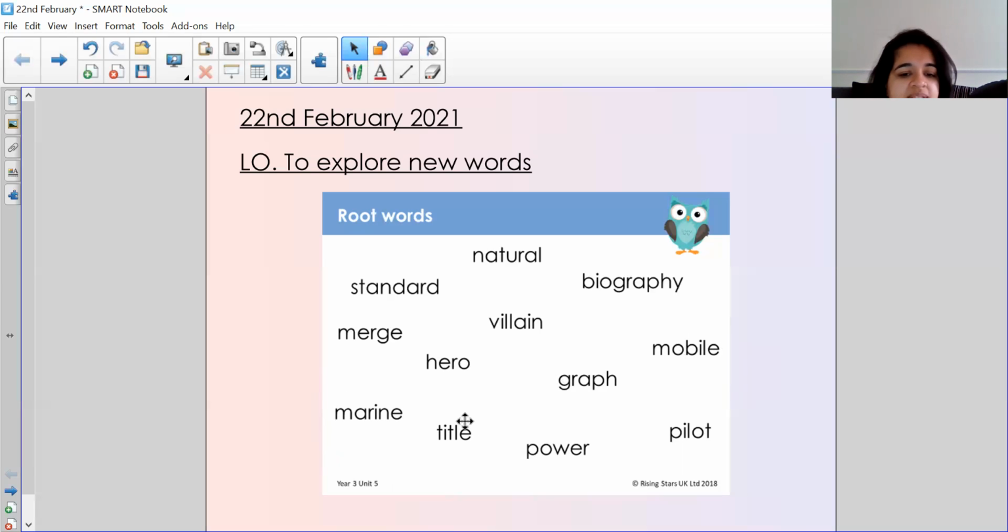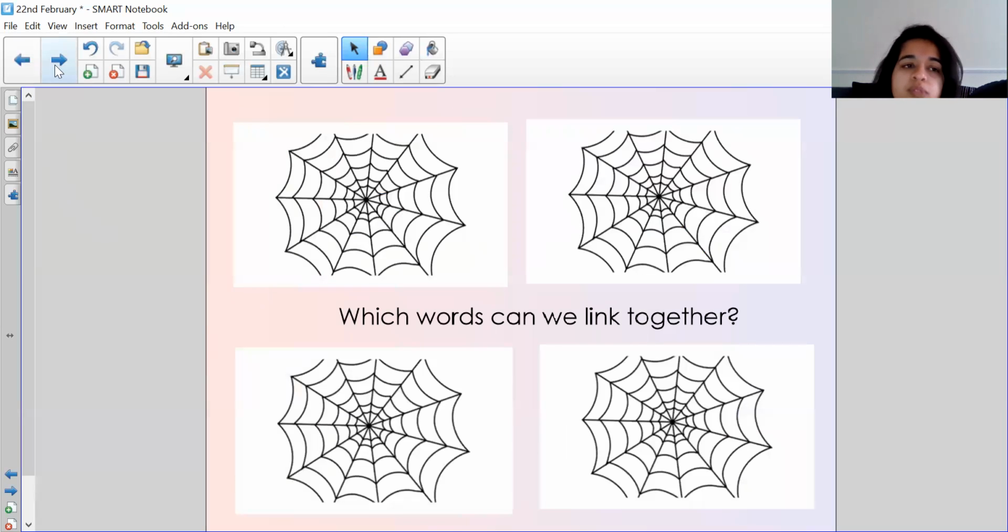Title, well, we all know what this is, okay, it tells you what something is going to be about. A sentence that tells you what the whole thing is, what the text is going to be about, is a title. Power, well, I think we all know what that means. And then pilot, okay? So pilot, again, could be someone that flies an airplane, all right? So all of these are your new root words. Okay, I've just gone over those definitions really quickly because that is not what our focus is. Our focus, as I said, sorry, before we go on to that, which words can we link together?